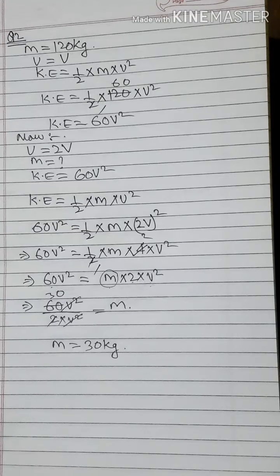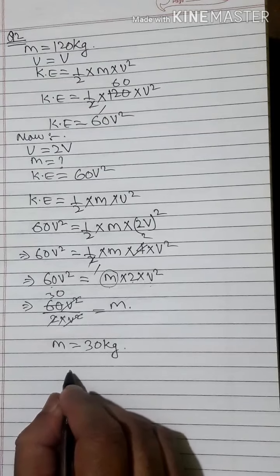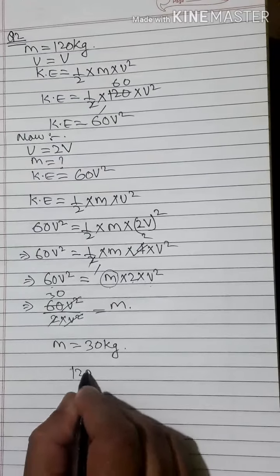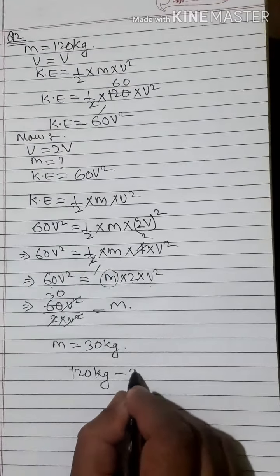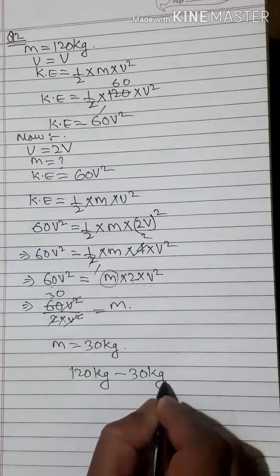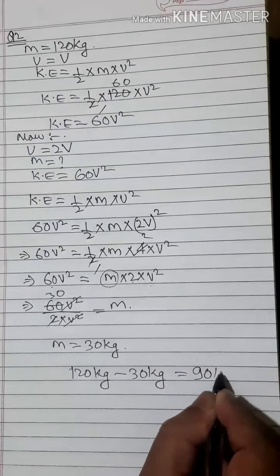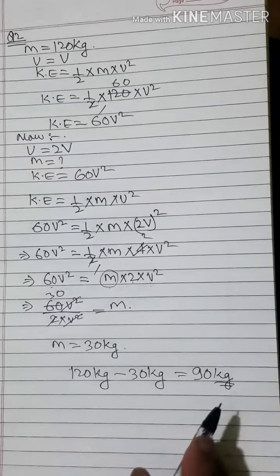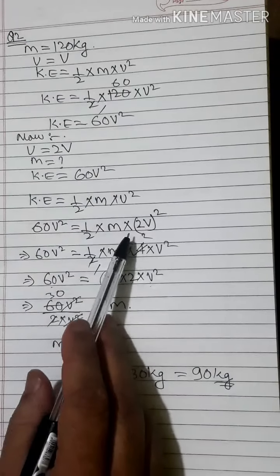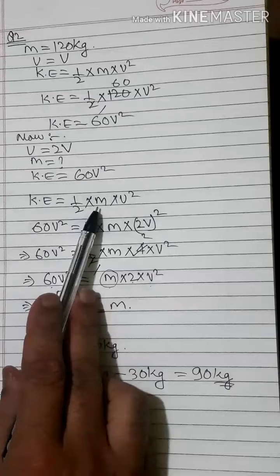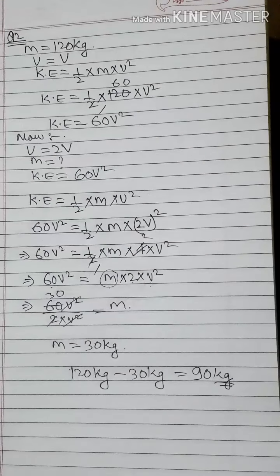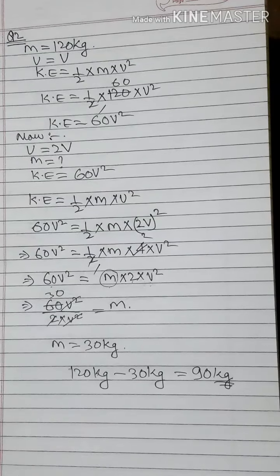So by how much do we need to decrease the mass? Initially the mass was 120 kg. Now the mass has to become 30 kg. So the mass has to be decreased by 90 kg, so that even if the velocity is doubled, the kinetic energy is unchanged. The kinetic energy remains the same. I hope the working of this question is clear to you. If you have any doubt, you can always clear your doubts when we are having our online classes.